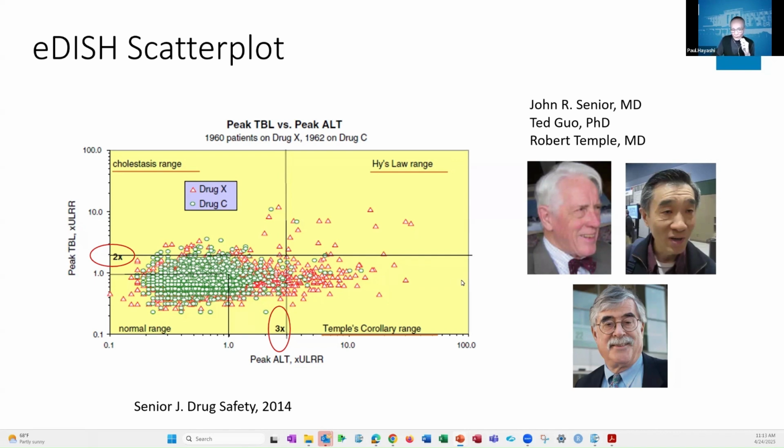And Bob Temple made the observation that if you do have some Hy's Law cases up here, most of the time, not always, but most of the time, you're going to have an imbalance down here with more cases in the active arm, down in Temple's quadrant or Temple's corollary quadrant. So this was the eDISH scatter plot.